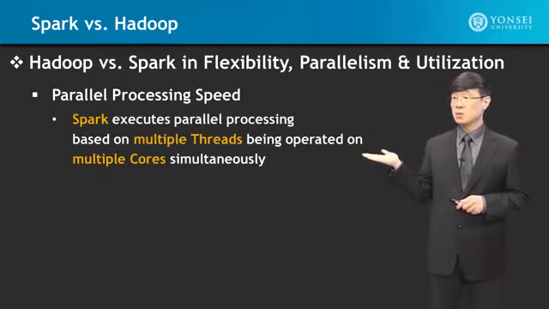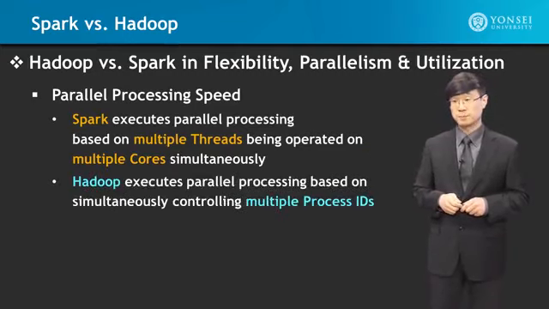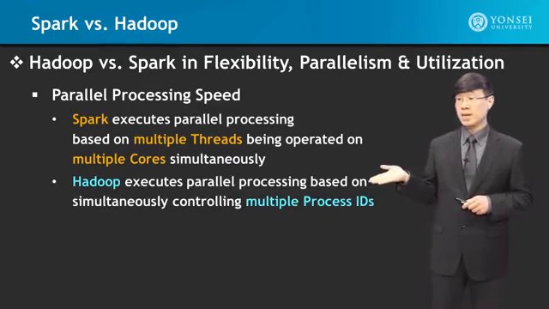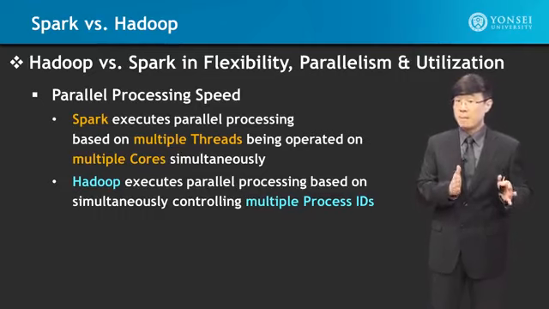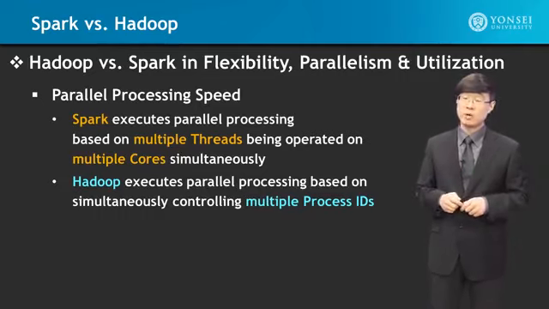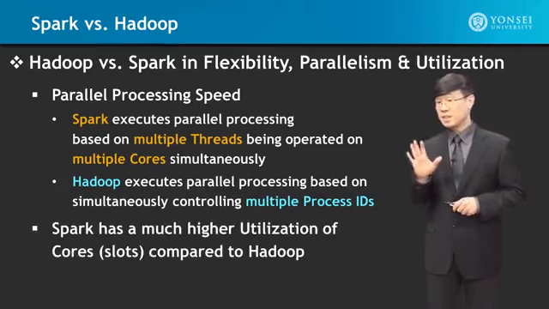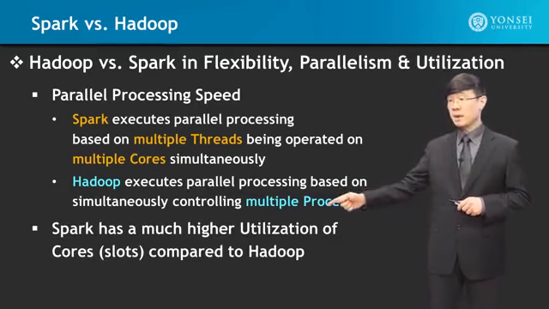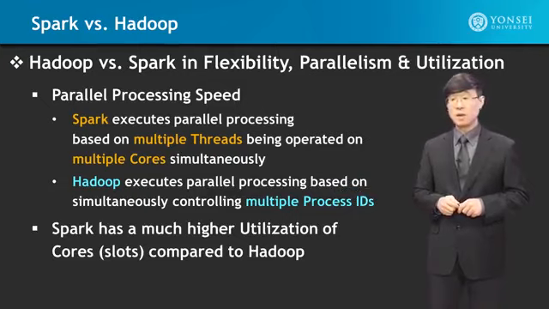In addition, parallel processing speeds. Spark executes parallel processing based on multiple threads being operated on multiple cores simultaneously. Hadoop executes parallel processing based on simultaneously controlling multiple process IDs based upon the map and reduce slots that were predefined. And this is why Spark has a much higher utilization of cores compared to Hadoop.